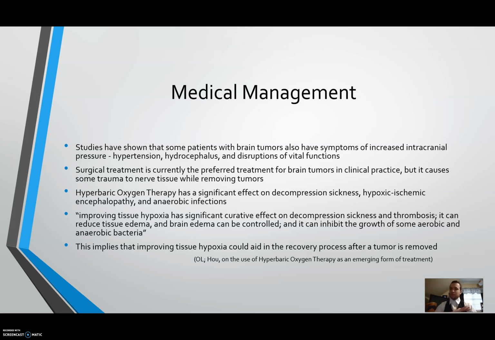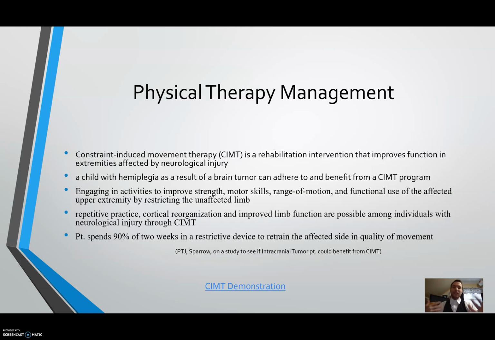So, moving on. Physical therapy management. What I found is that a lot of the symptoms and signs for treating a patient with an intracranial tumor is that you kind of tailor the treatments to them individually, because every tumor is going to present with a little bit different of a symptom, and so not every patient's going to be treated the same.